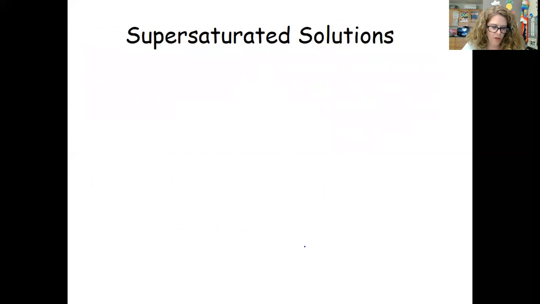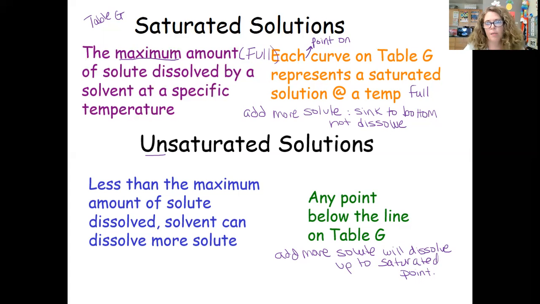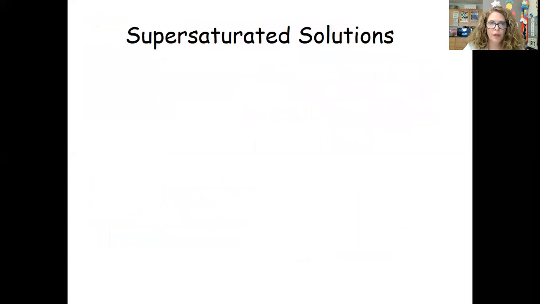If I add more solute, at a certain temperature, just keeping the temperature the same, it will dissolve up to a point, up to the saturated point. And then at which point it reached saturation, no more will dissolve, and if you try to add more, it's just going to sink to the bottom or not dissolve. So saturated is full, unsaturated is not full.